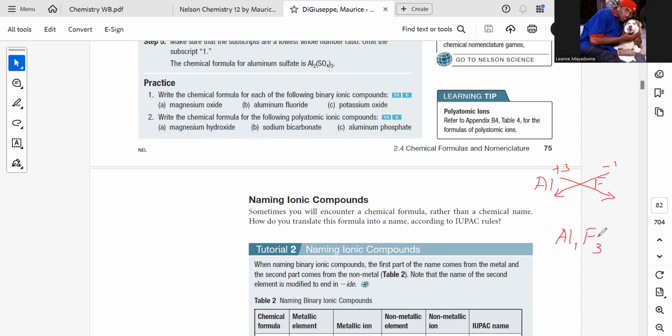So your question was where will you put the 3? It'll be after. So this represents 3 fluorine. This number represents 1 aluminum.